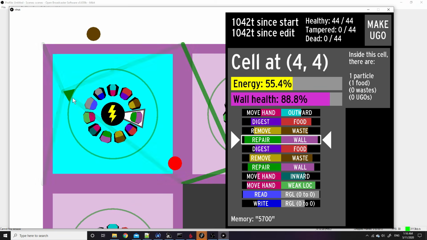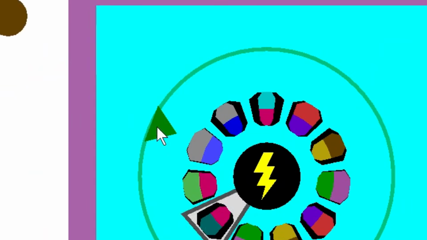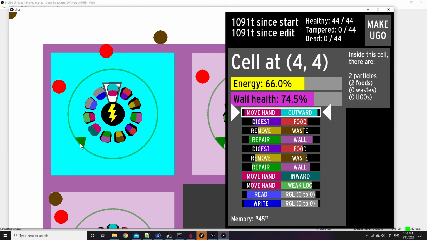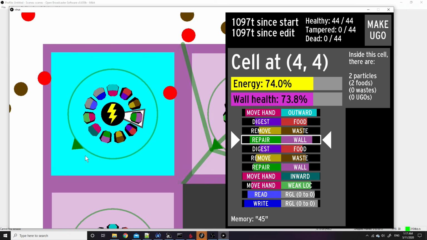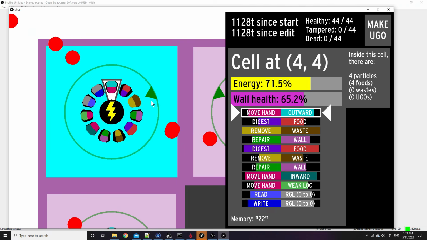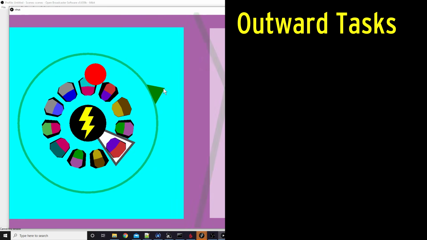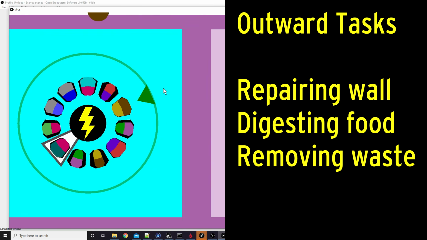As you can see right now, the hand can either point outward away from the inside of the cell or inward towards the center of the cell. So right now it's pointing inward and now it's pointing outward. In addition, the hand can be at any rotation along the green track, which means that it can point to any codon along the genetic material. Now when the hand is pointing outward, as it is now, it can perform outward tasks, which include repairing the wall, digesting food, and removing waste.